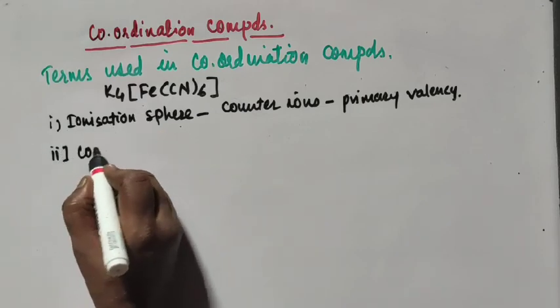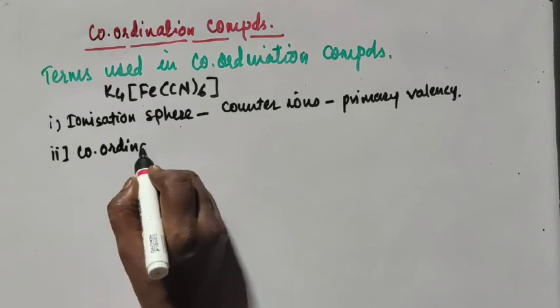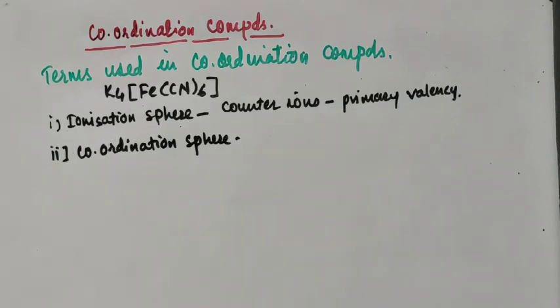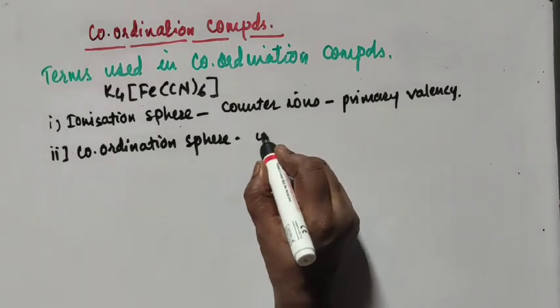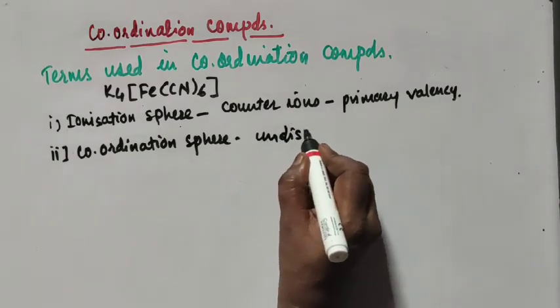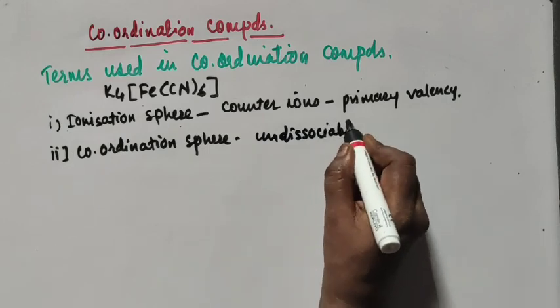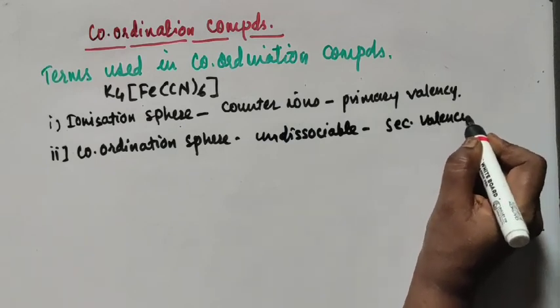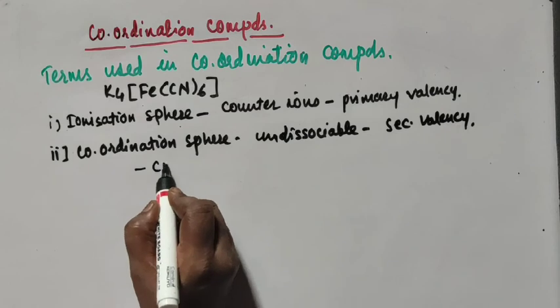is the coordination sphere. Another term is the coordination sphere. This coordination sphere is the inner sphere which contains the central metal atom or central metal ion, and along with that it contains some ligands. So the coordination sphere contains coordination entities, and they are unionizable, undissociable in aqueous medium, and they determine the secondary valency. It is also called the coordination number.